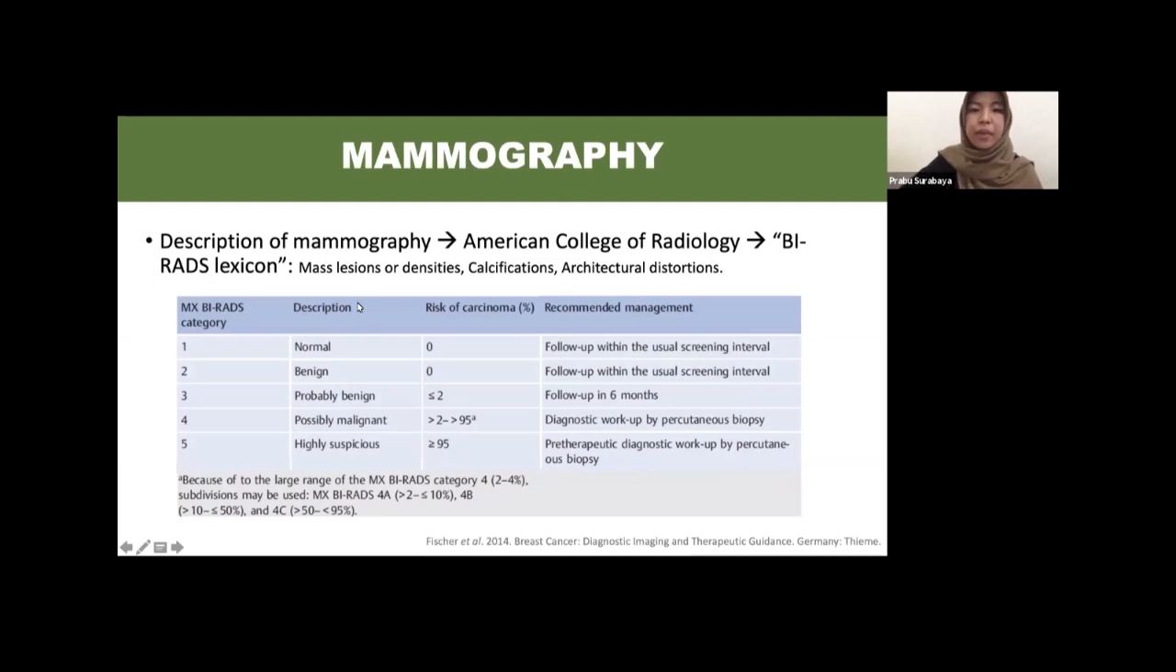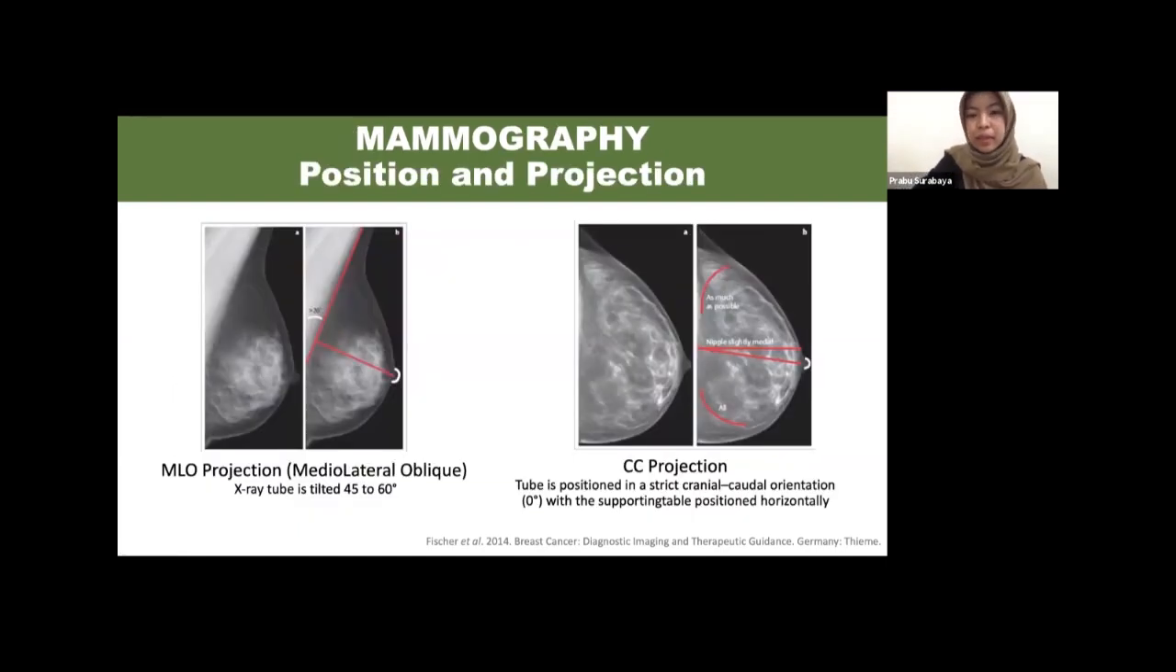It is defined by the American College of Radiology using the BI-RADS lexicon. Each lesion has its own category, like BI-RADS category 1, which describes a normal breast, and BI-RADS category 5, which describes a highly suspicious breast lesion. Mammography is taken in two positions, the mediolateral oblique projection and the craniocaudal projection.